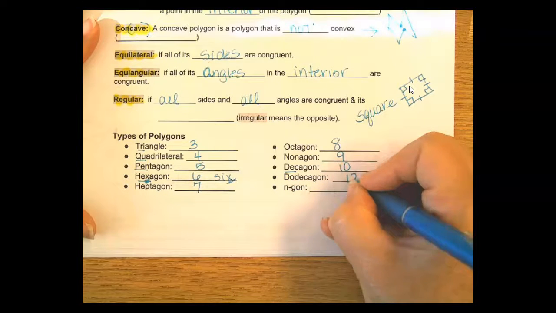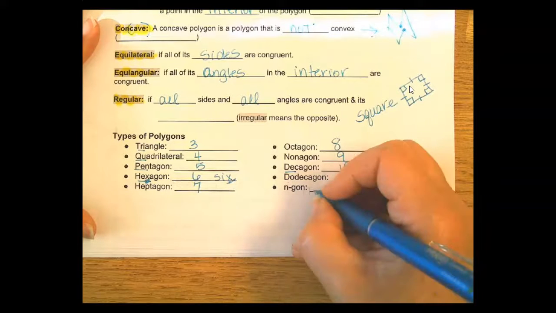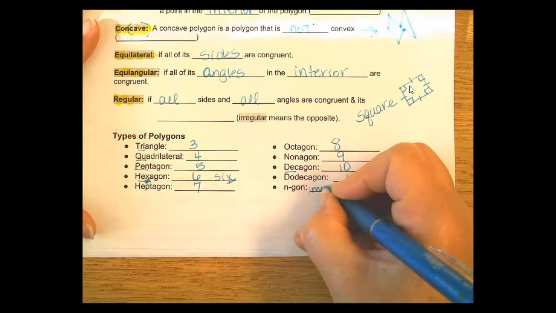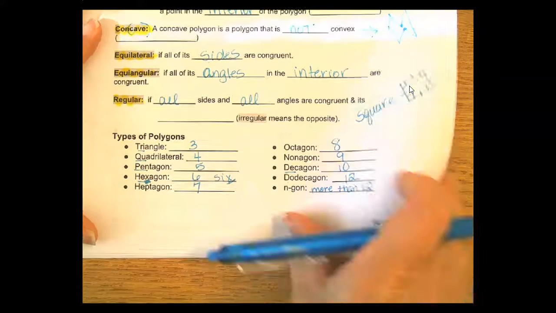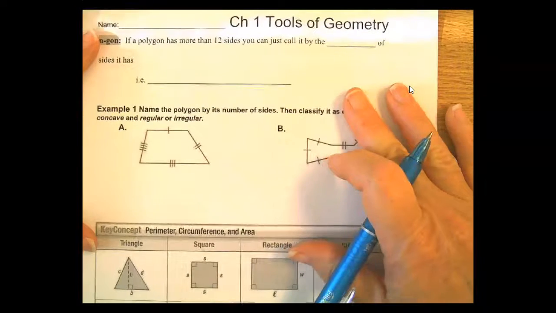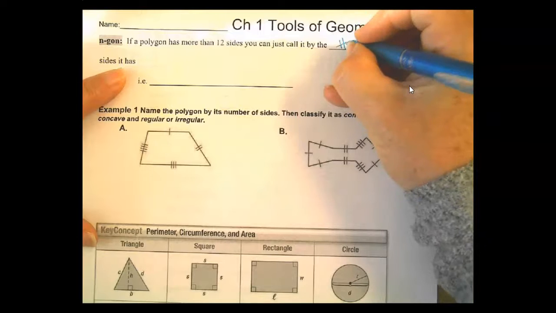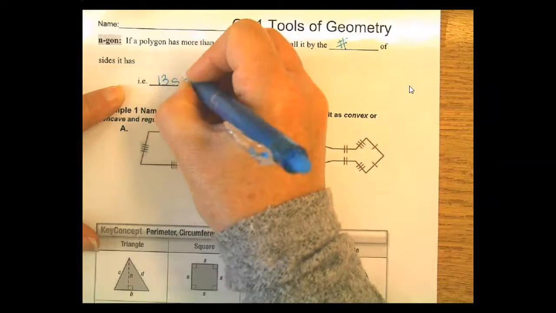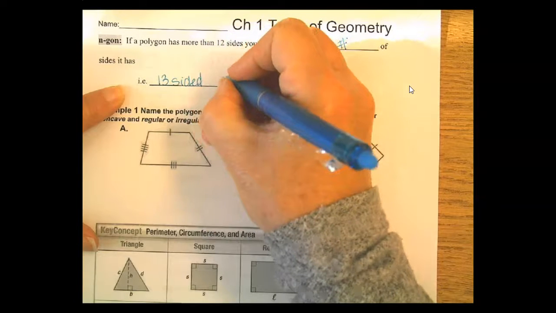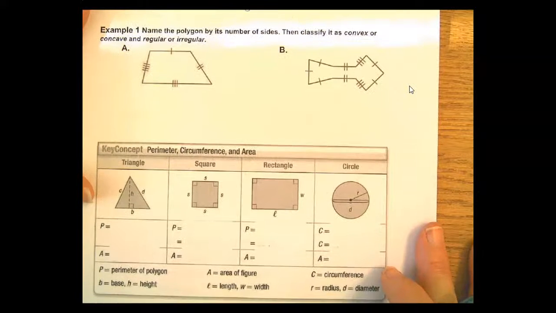A decagon is 10 sides, meaning deca is 10, and an n-gon is anything more than 12. Flip this page over. If you have more than 12 sides, you can just call it by the number of sides it has. So a 13-sided figure would be a 13-gon. Just FYI.